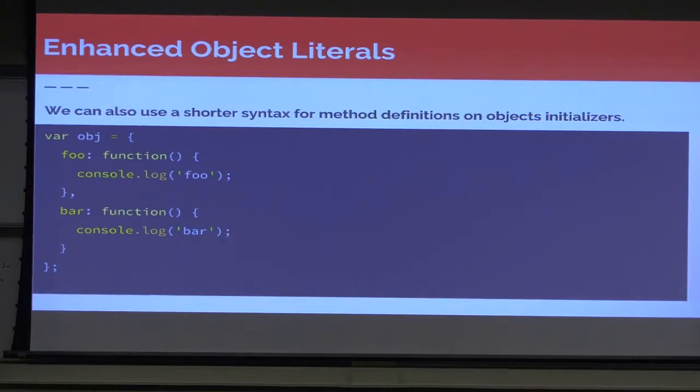And you can use a shorter syntax for method definitions on object initializers. So this is an object, and we would normally start our functions here, do a comma, new functions. But now, we don't even need that function keyword. We literally just get rid of the colon as well as the function word, and now we can just start it off with parentheses and then our curly brackets.